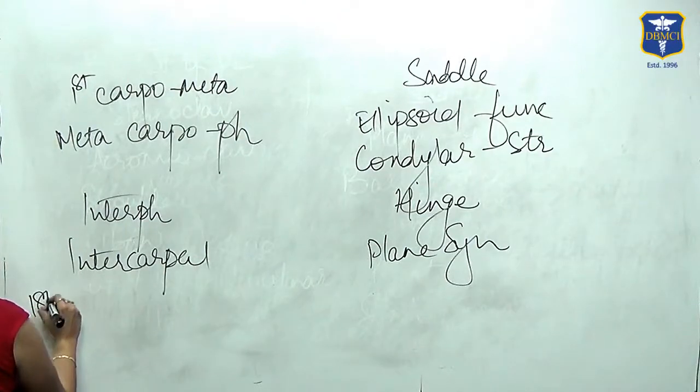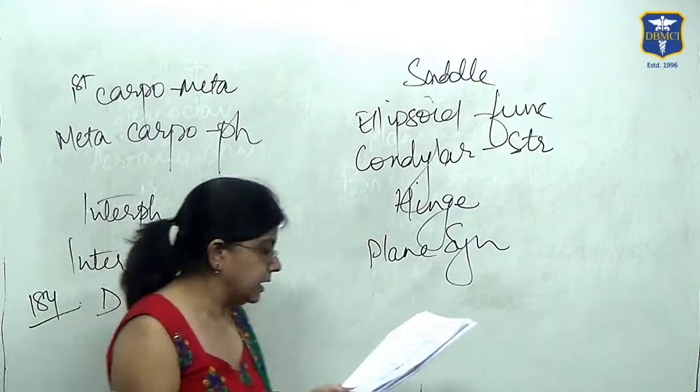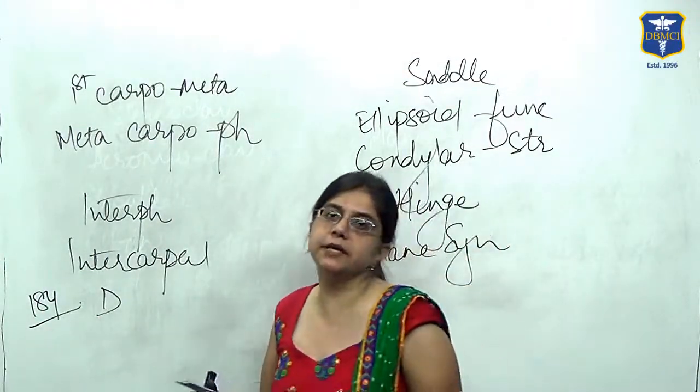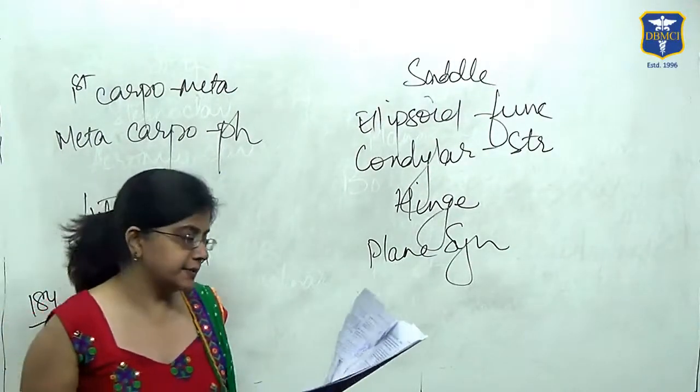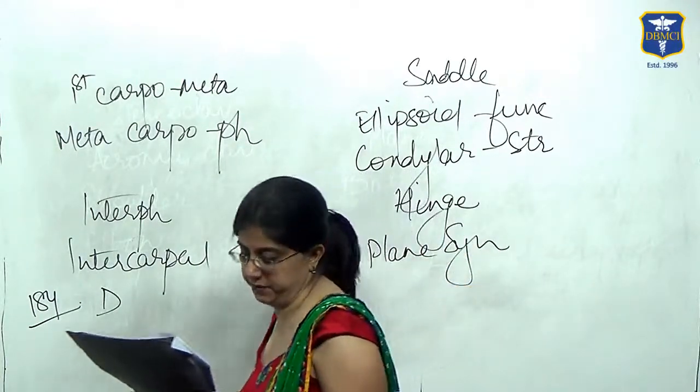Question 184, the answer is D. This is a muscle of the extremity. Biceps brachii is a muscle of the upper limb, and all the muscles of the extremities are derived from the paraxial mesoderm.